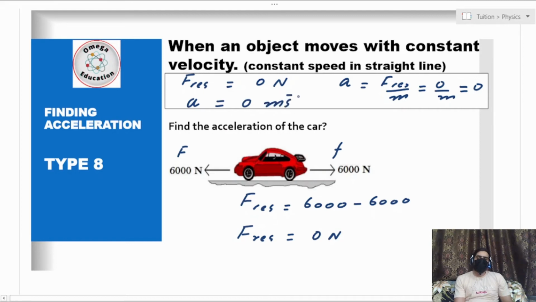So once again, this is a kind of question where they ask you to state the value of acceleration instead of saying calculate the value of acceleration, because you just have to recall the concept. If the object travels with a constant speed in a straight line, or constant velocity, the acceleration would be 0. What's the reason? Because at that state, there's no net force because all the available forces cancel out each other.